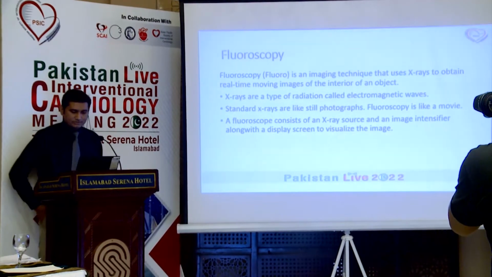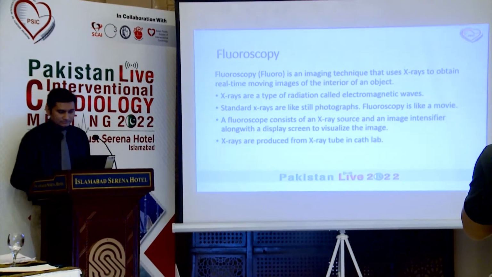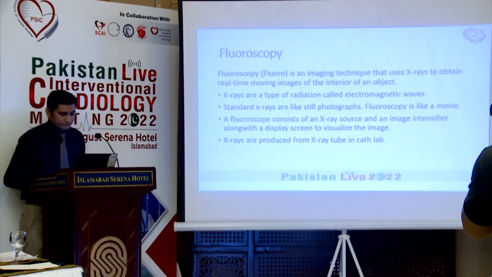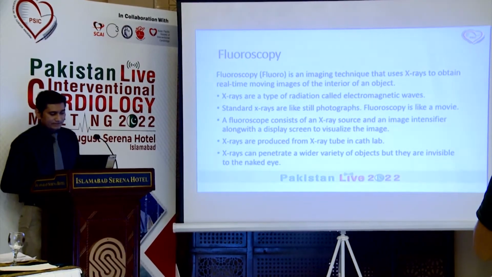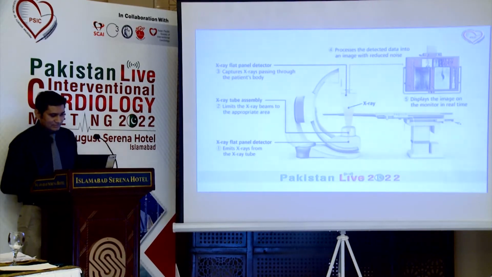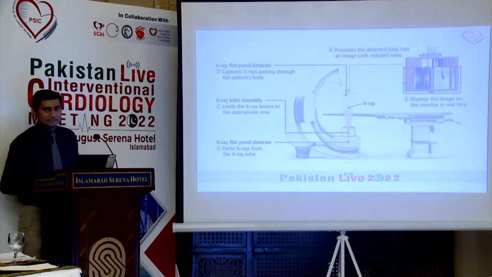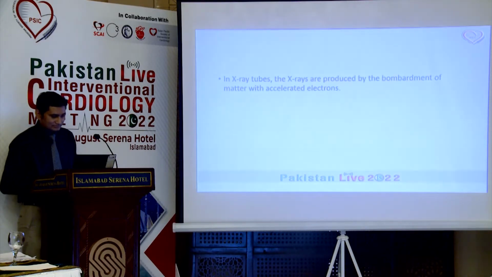Fluoroscope consists of an X-ray source and an image intensifier along with a display screen to visualize the image. The X-rays are produced from the X-ray tube in the cath lab, and they penetrate a wider variety of objects, but they are invisible to the naked eye. So this is the fluoroscopy machine which we always use in the cath lab, with X-ray source, image intensifier and display screen.